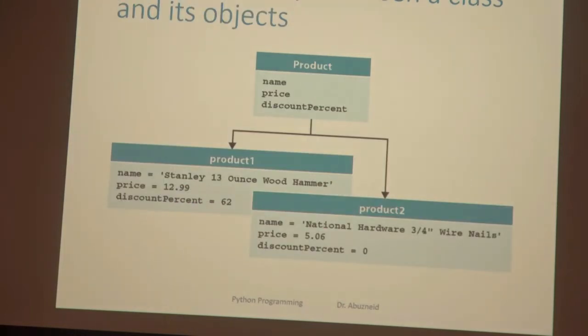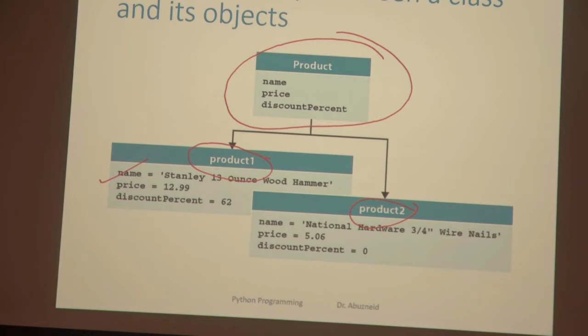Now the class by itself is an abstraction. When you create a class, you don't do anything with the memory. But when you start creating the products, when you create the object, that's where you take the memory. This is the class. You could create product 1, product 2, product 3, and product 100. All of them will have attributes. The name, for example, is Stanley 13, whatever. The price is $12.99. The discount percentage is 62%.